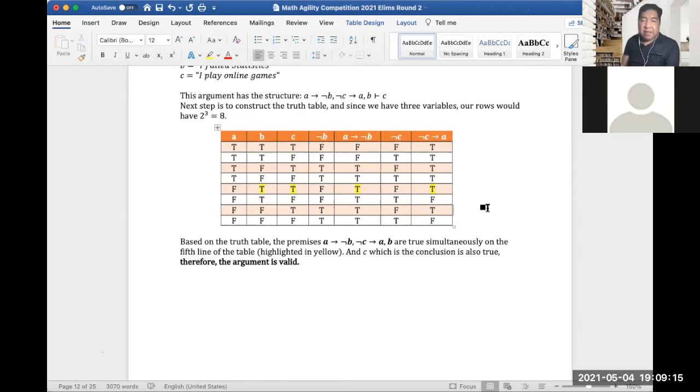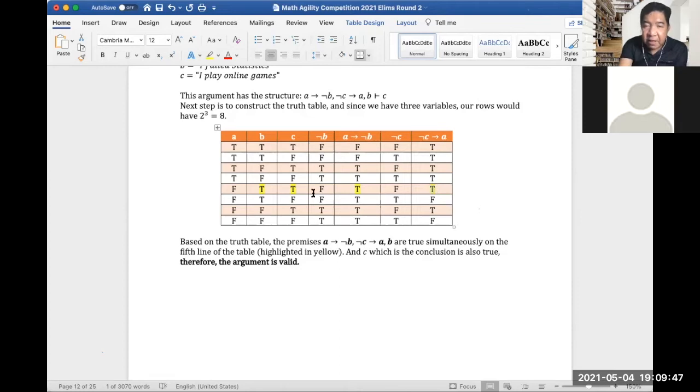All right. So based on the truth table, the premises, A conditional to the negation of B, and then negation of C conditional to A, and B are true simultaneously on the fifth line. So where is the fifth line? I highlighted it in yellow. So A conditional to negation of B is true. And then negation of C implies A is also true here.